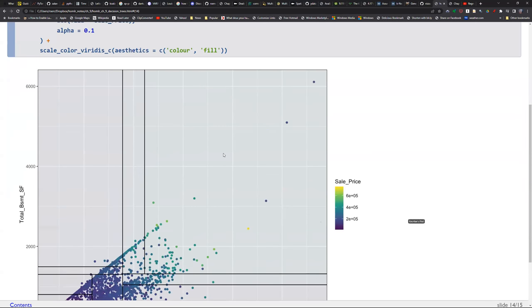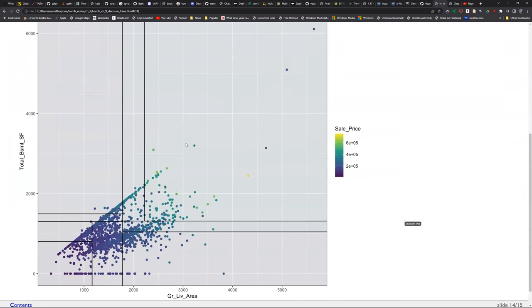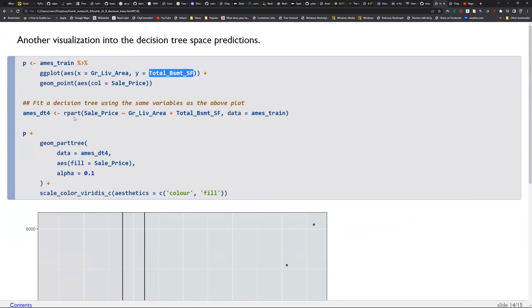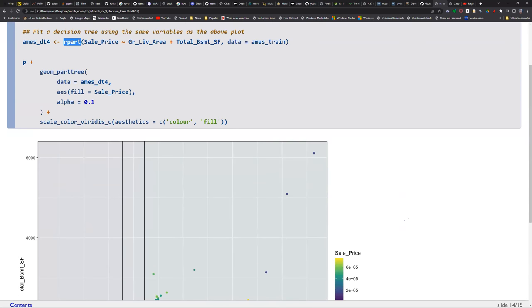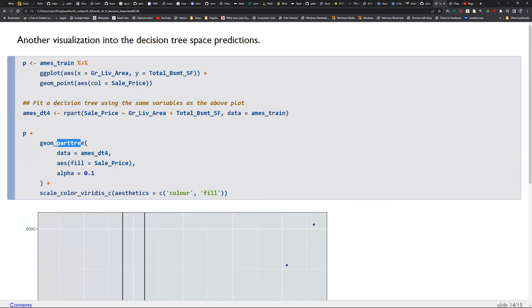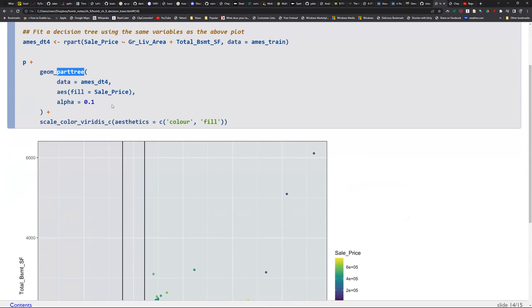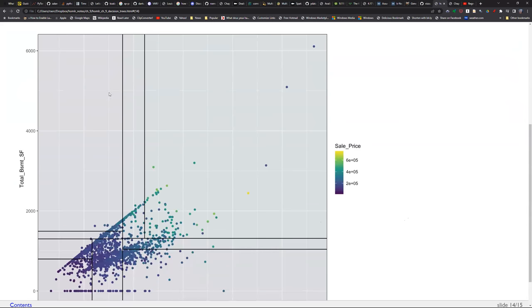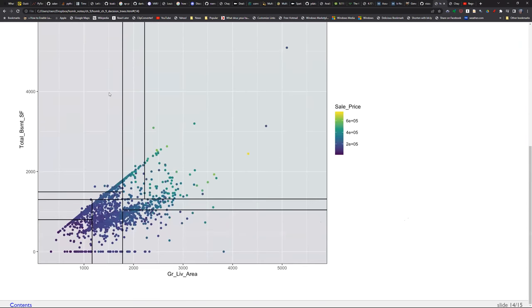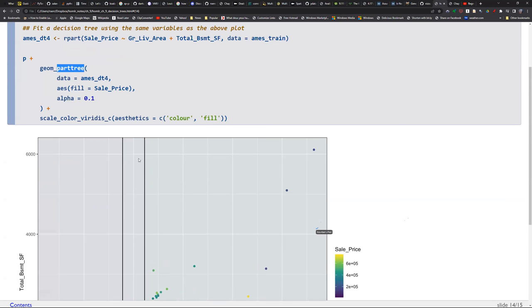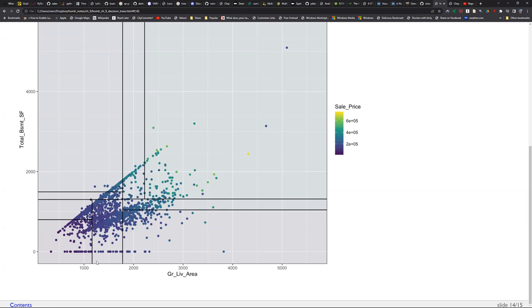That's the scatter plot of the intersection between gross living area and total basement square feet. And then let's build a decision tree with only those two predictors, with rpart. The package is called rpart.plot, and we can use partykit's tree plot with those two dimensions to get a look at how the decision tree split that feature space between those two variables.